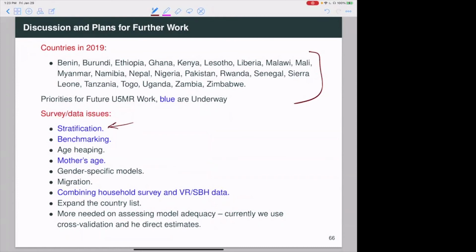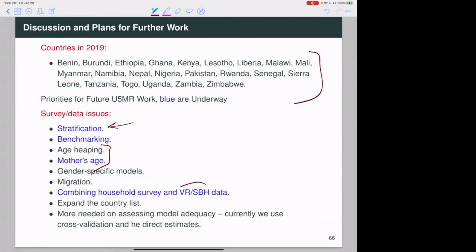We're looking at better ways of doing benchmarking. There are all sorts of selection biases we're looking at, like age heaping and modeling mother's age. We need to consider gender as well for the kids. Migration, too: some of these women who were interviewed may have lived in a different country 30 years ago, so we want to look at the impact of that.